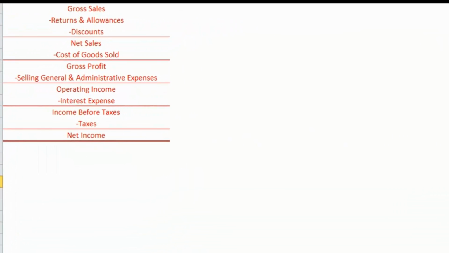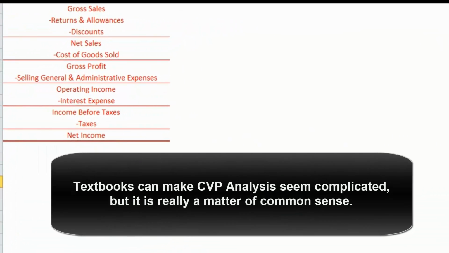Cost, volume, profit analysis sounds complicated, but it is not rocket science. It does sound complicated, but it's really pretty straightforward.